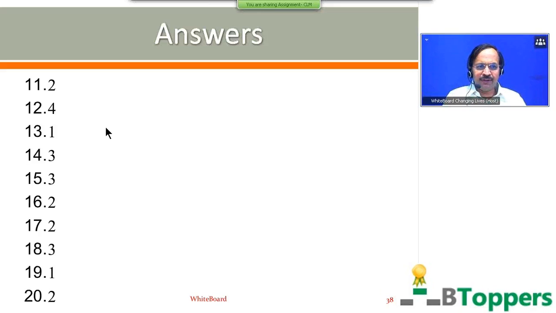See the answers for next 10 questions from 11 to 20 on the screen. I'm going to read out these answers. Question number 11, answer is 2. For question number 12, answer is 4. For question number 13, answer is 1.